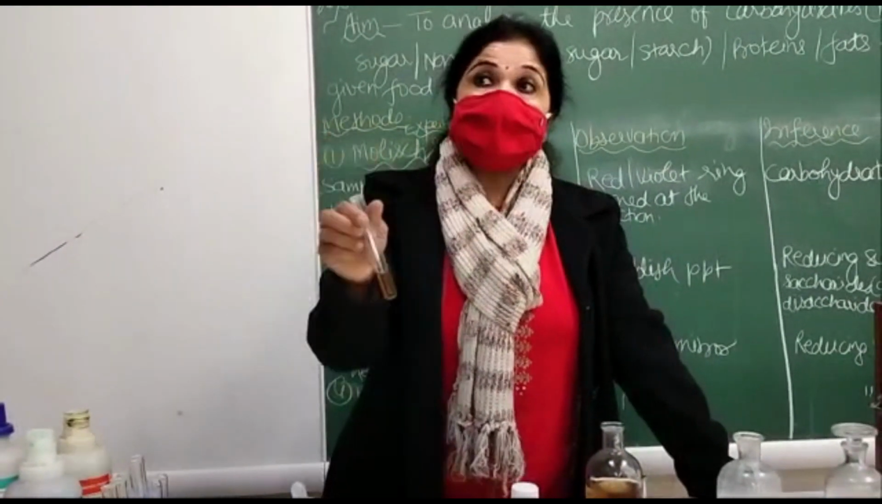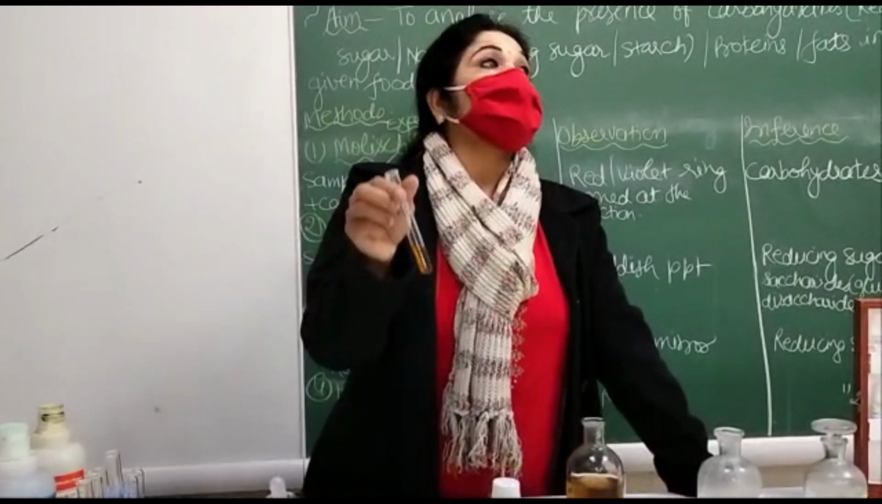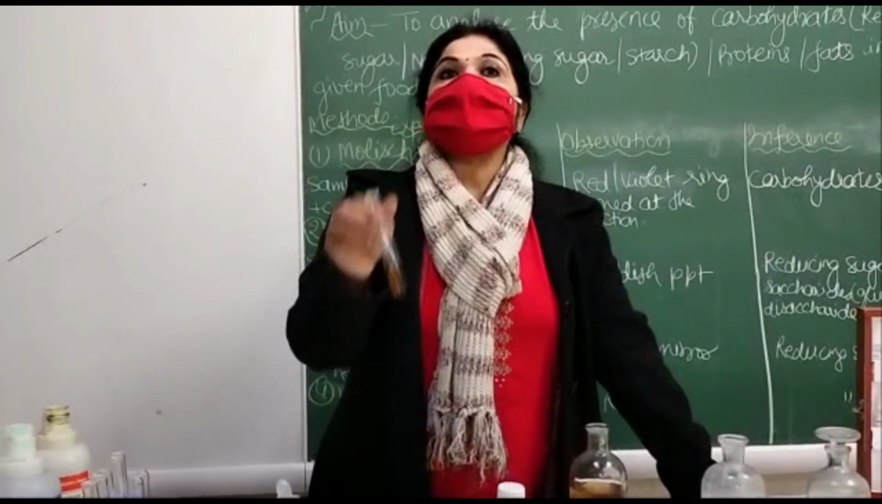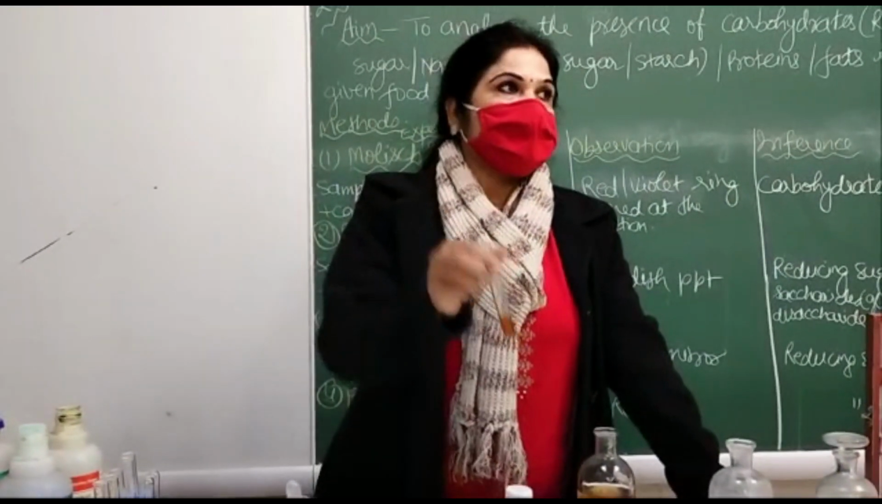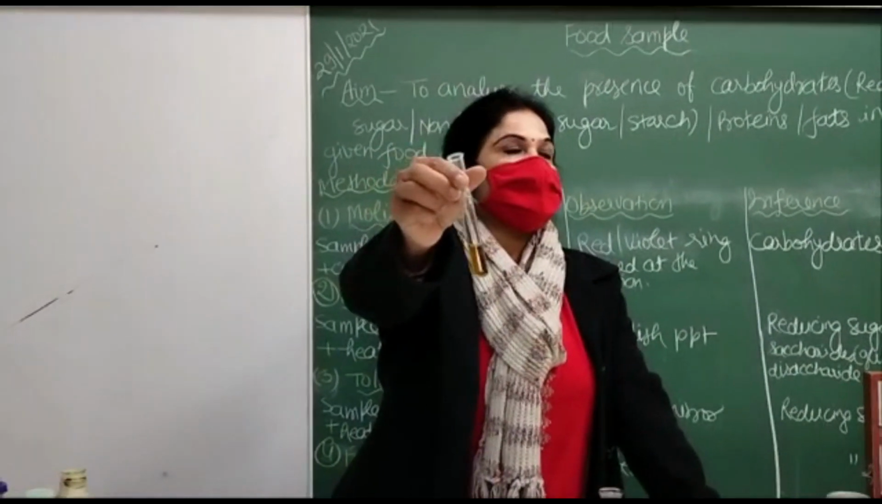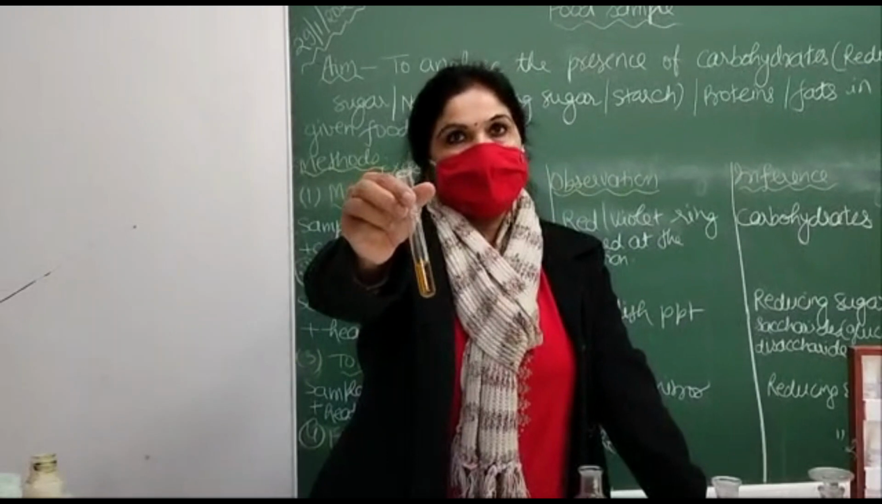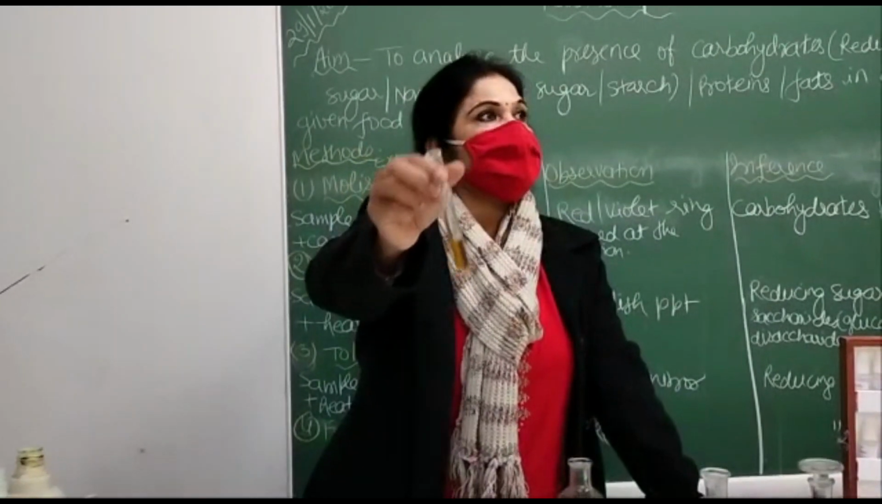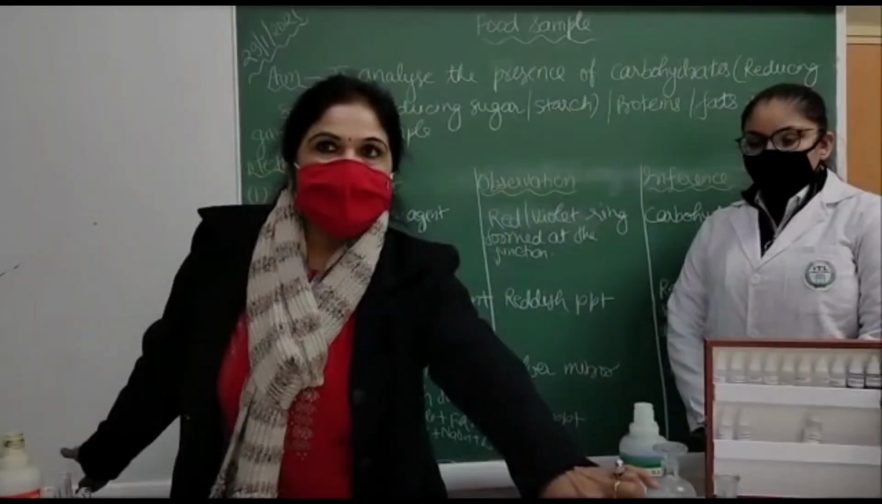If it is a non-reducing sugar, then you have to go for the iodine test. If you get a positive iodine test, that is starch. But if you get a negative iodine test, that is, no violet coloration is observed, that is sucrose. Non-reducing sugar, but it is not starch, it is sucrose. Is it clear to all?